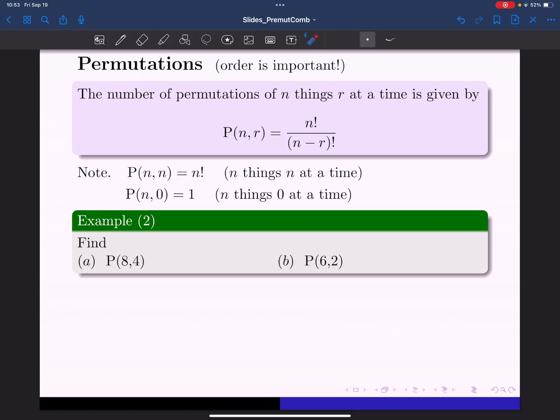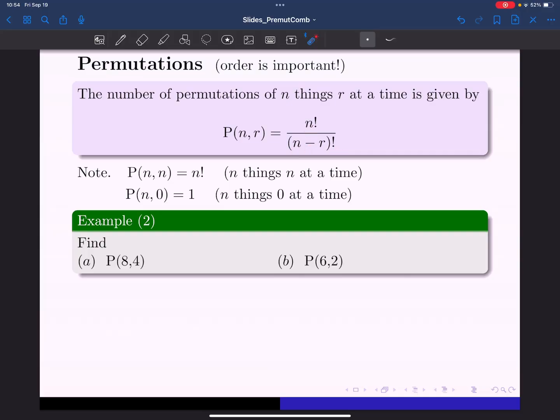Permutation. In permutation, order is important, and I will explain this with an example. The number of permutations of n things taken r at a time is given by P(n, r), which is n factorial over (n minus r) factorial.